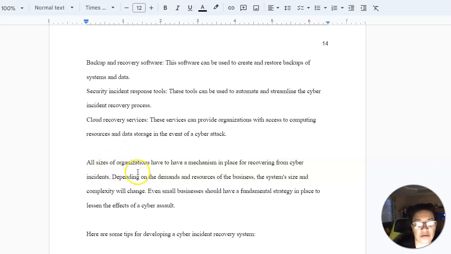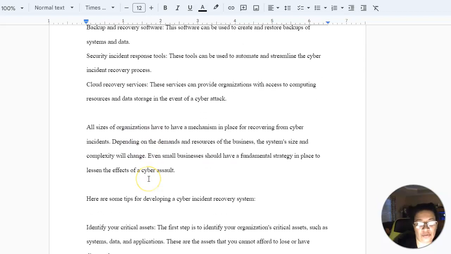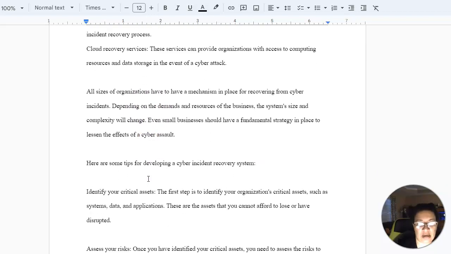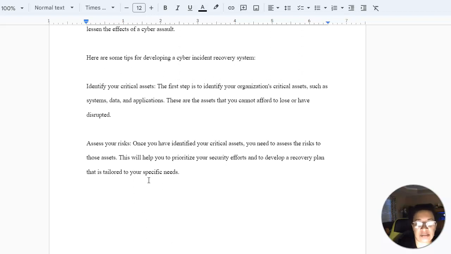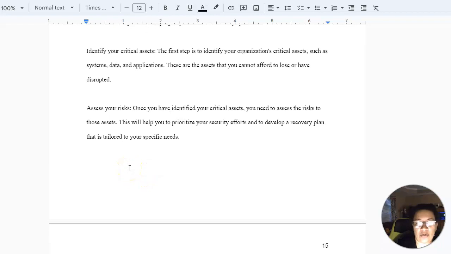There's also cloud recovery services. They can provide organizations with access to computing resources and data storage in the event of a cyber attack. There are some tips here for developing a cyber incident recovery system. You should identify your critical assets, such as your system's data and applications. These are those you cannot afford to lose or have disrupted. Within an abused shelter, you do not want to lose access to where the residents are located.